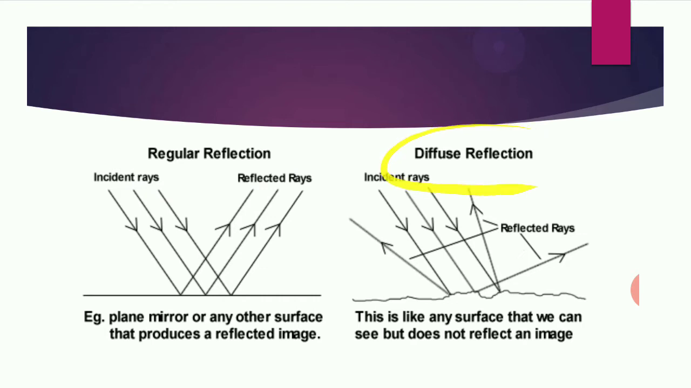Whereas in diffuse reflection, the incident rays are not parallel and the reflected rays are also not parallel in one direction. The reflected rays will not be parallel to one another. See, the reflected rays are not parallel to one another. So this type of reflection is called diffuse reflection.